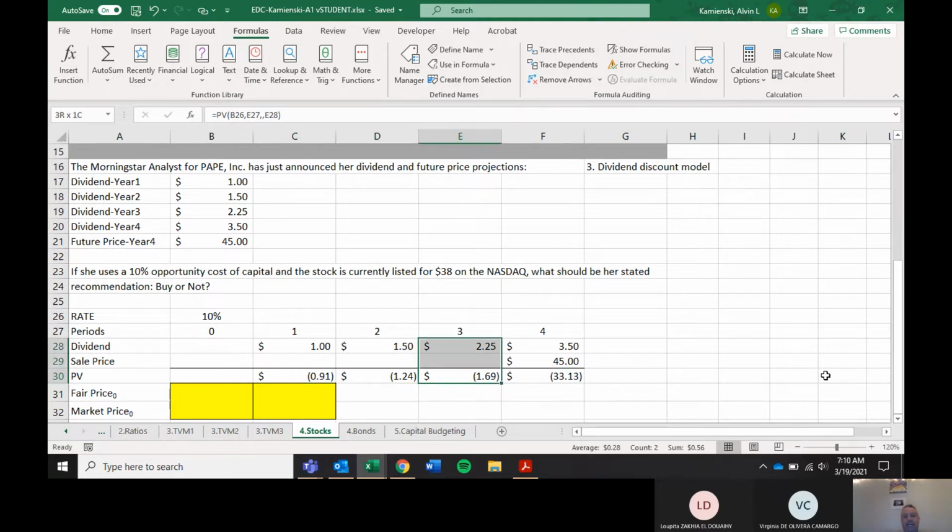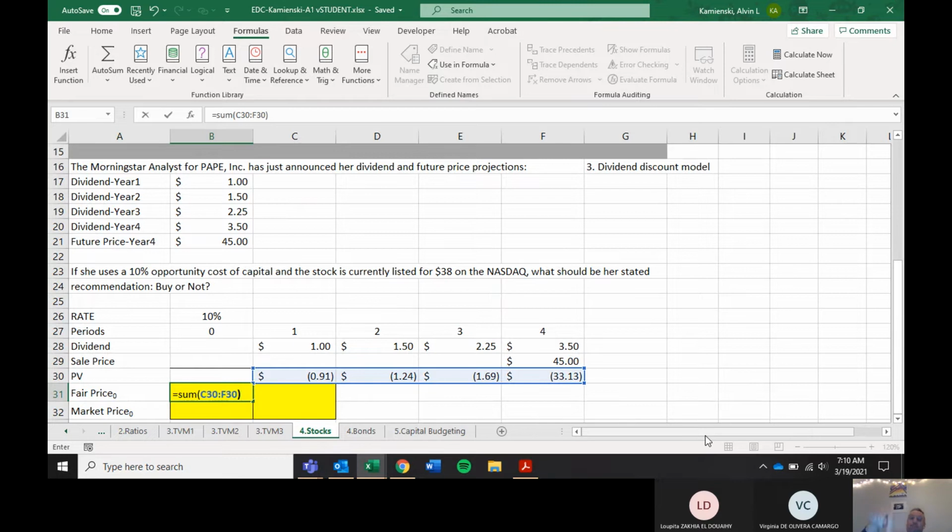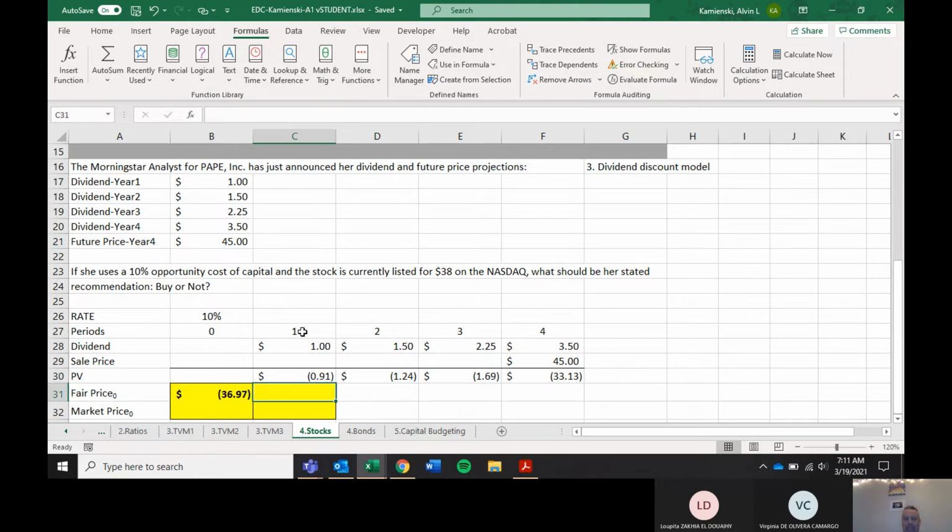So if you were to be able to pay 91 cents to get the dollar, $1.24 you'd pay to get the $1.50, $1.69 you'd pay for the future $2.25, and $33.33 you'd pay to get that future $48.50, how much would you be willing to pay in total? Well, if I just sum these things up then, because I'm pretending like I'm in the present, I can say my total willingness to pay would be $36.97. Notice it's a negative because we use the Excel present value functions.